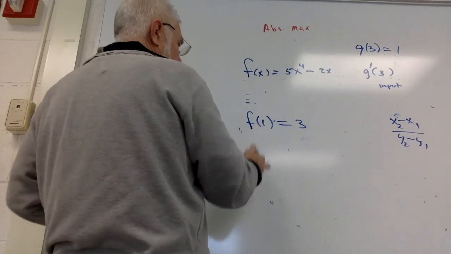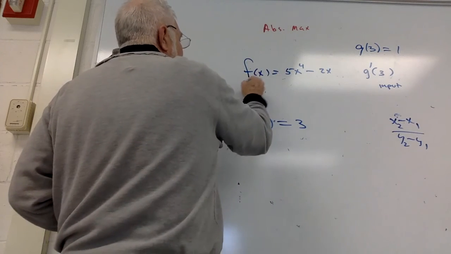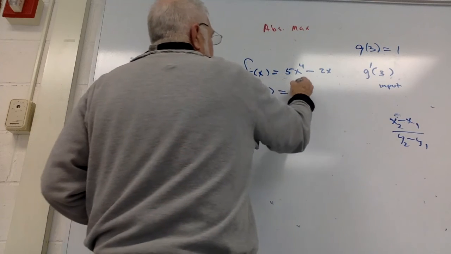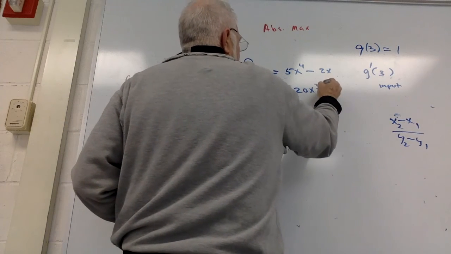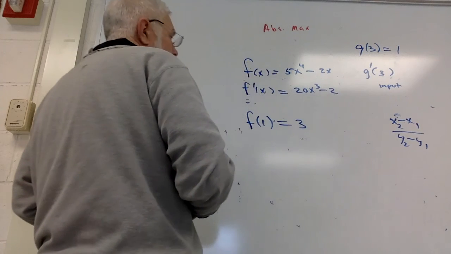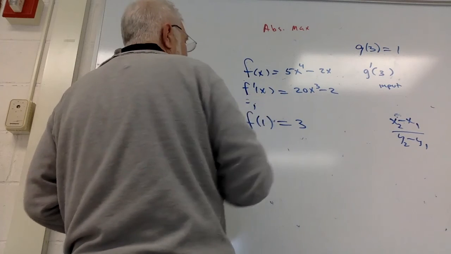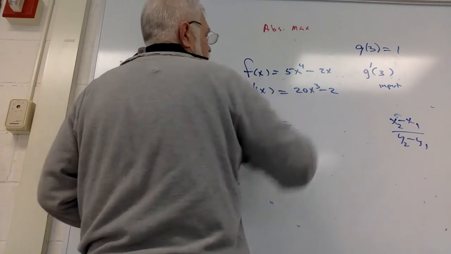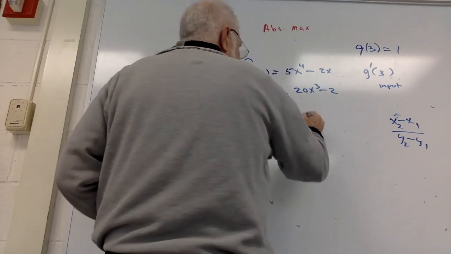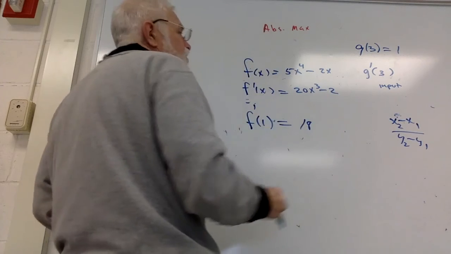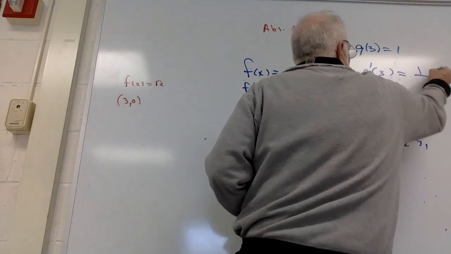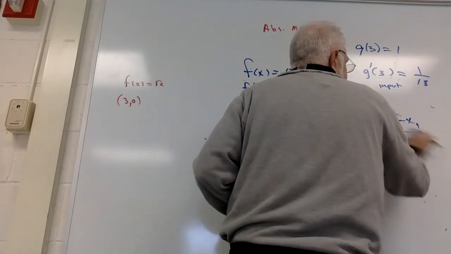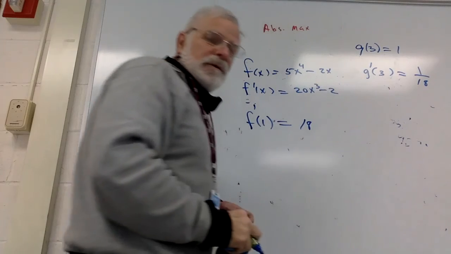Well, I can find the derivative at 1. I know f prime of x is equal to 20x to the third minus 2. So now I can find what f prime of 1 is. F prime of 1 is 20 minus 2, which is 18. Oh, then I know what g prime of 3 is. It's 1 over 18. That's what you're trying to learn how to do.